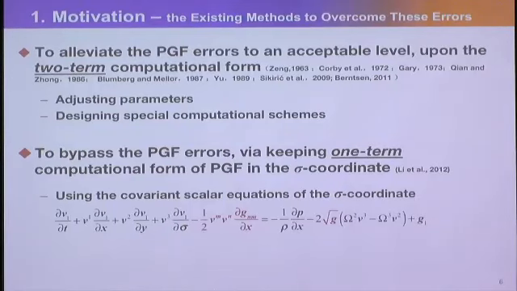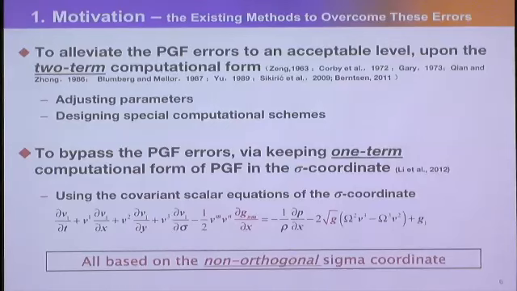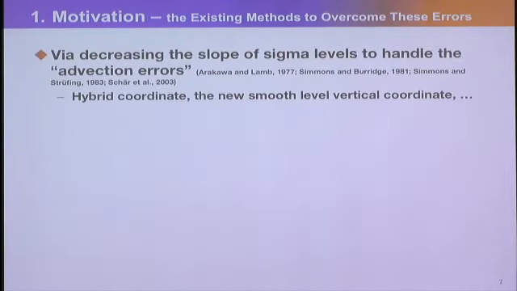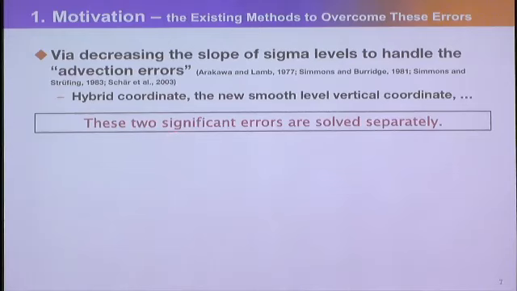here's an example of the equation in it. There are additional terms in this method associated with the non-orthogonal characteristics of the classic coordinate. So, note that all these methods are still making their effort in the non-orthogonal sigma coordinate. On the other hand, for the advection errors, we always propose a method to decrease the slope of the sigma level, so as to overcome these errors. For example, the one familiar in every model is the hybrid coordinate. Here we can see these two significant errors in the sigma coordinate are solved separately.